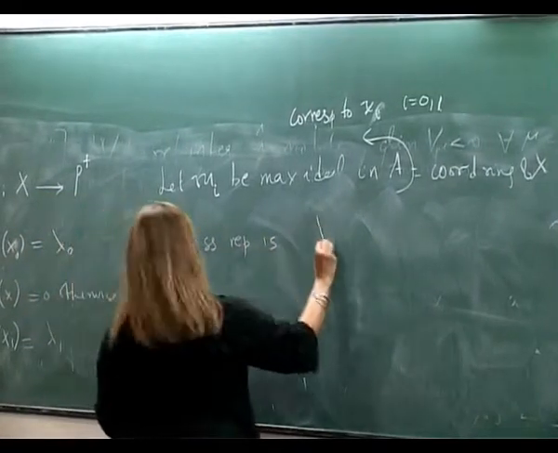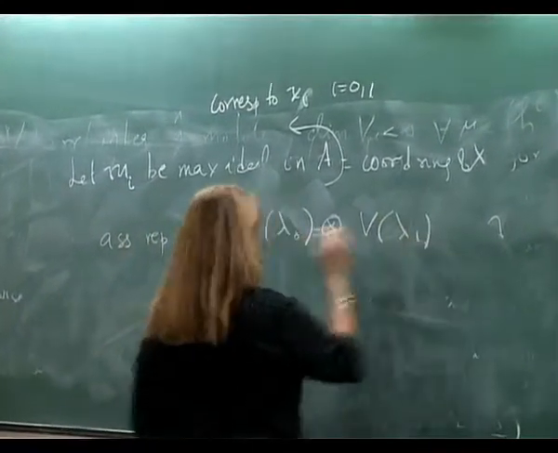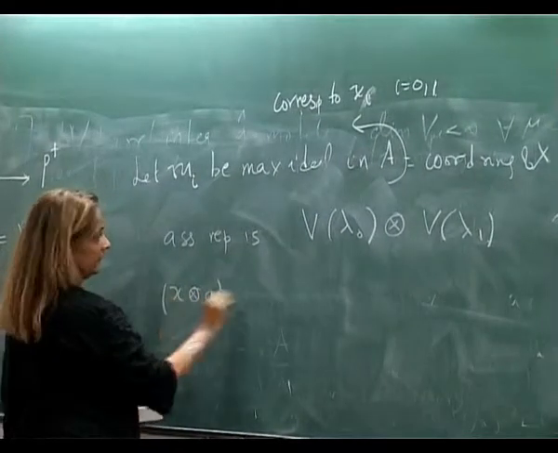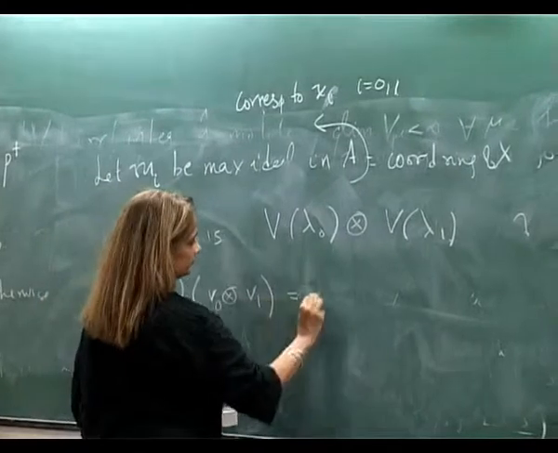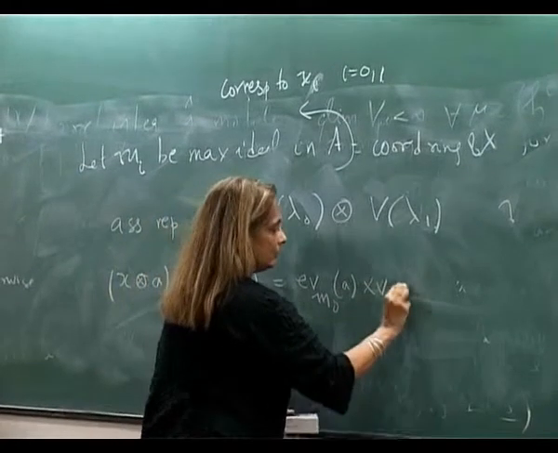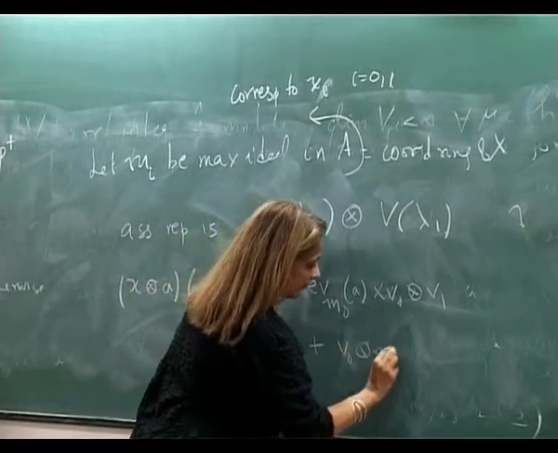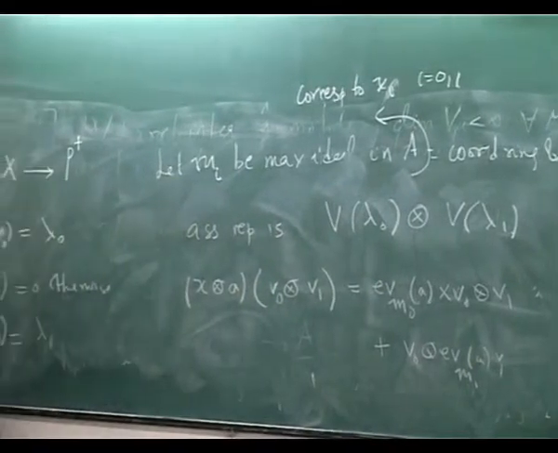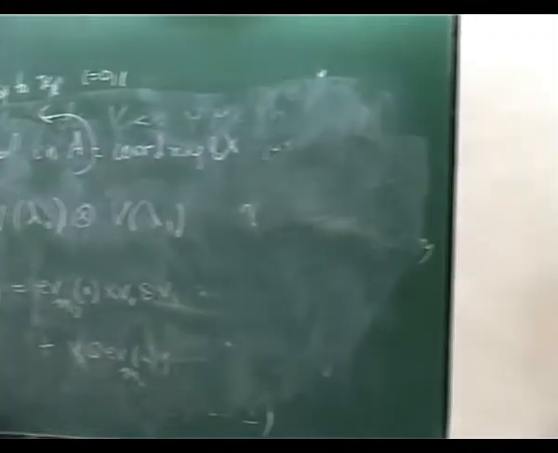is now going to be on V lambda 0 tensor V lambda 1. This is a tensor product of G modules, and the action will be given by, if you take X tensor A on V0 tensor V1, this will be phi m0 of (X tensor A) on V0 tensor V1 plus V0 tensor phi m1 of (X tensor A) on V1. So you evaluate according to the maximal ideal that you pick. So the generalization is clear. I won't belabor the point.